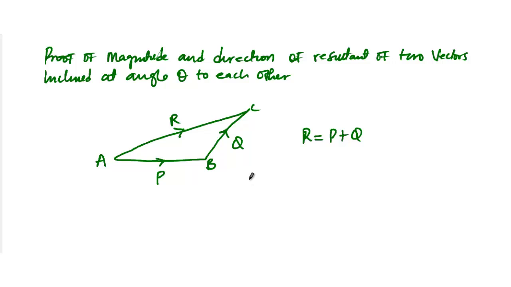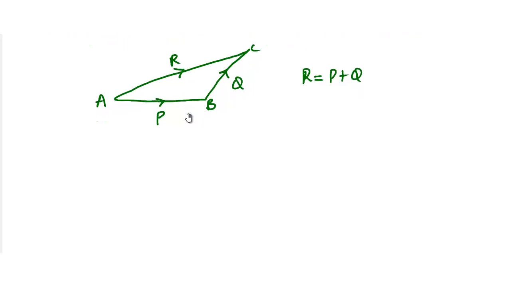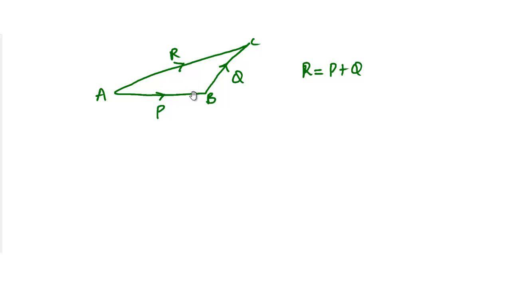But what about a case where the two vectors are inclined at angle theta to each other, which is the purpose of this video? How can we determine the magnitude and direction of the resultant vector? We are still going to be making use of this concept. It's just that we are going to be producing it.